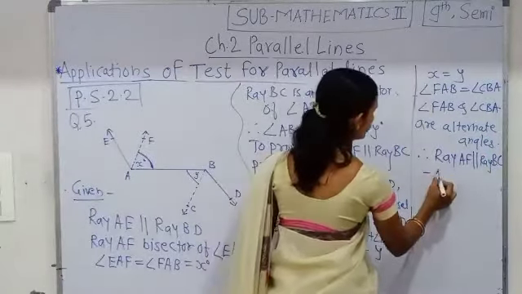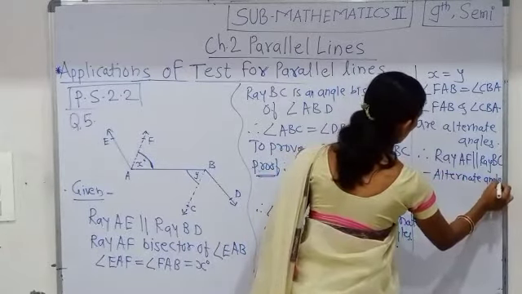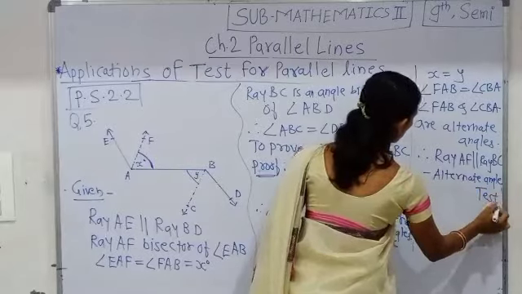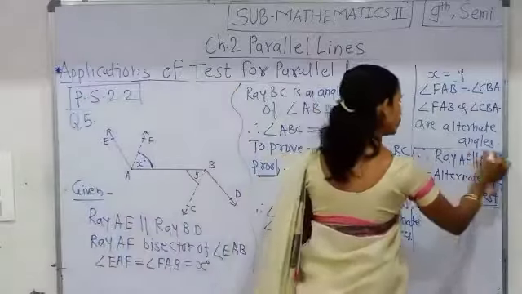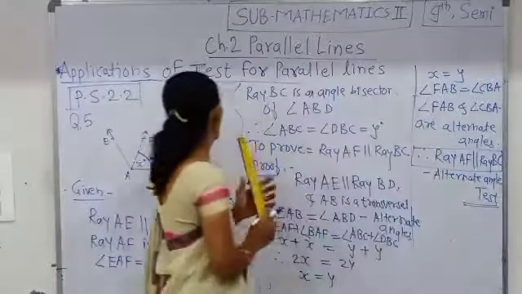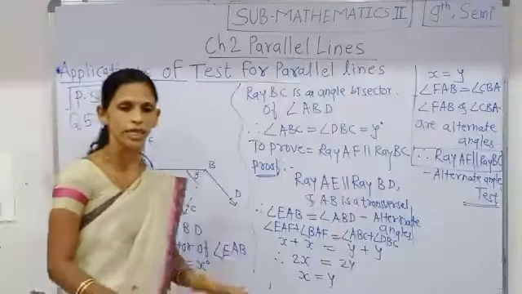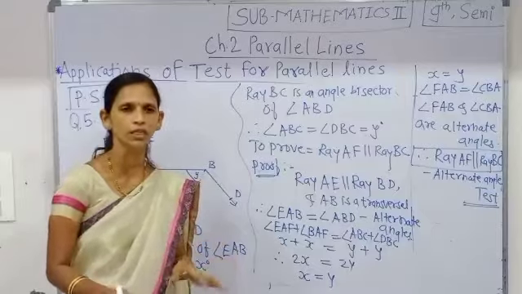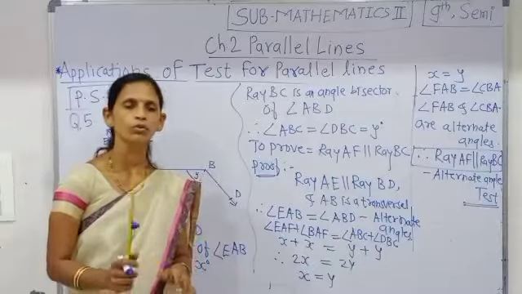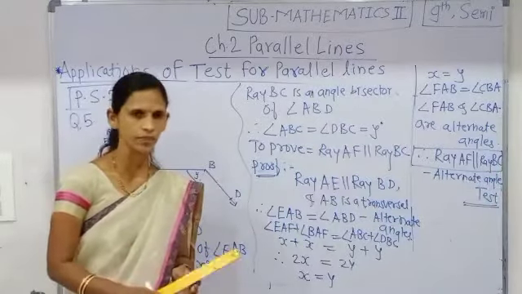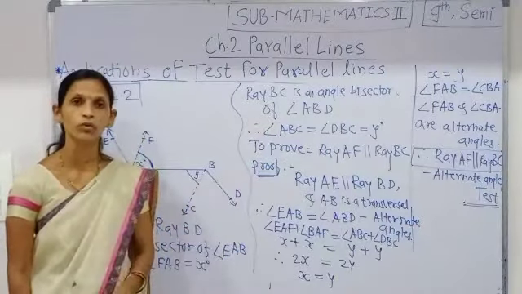It is because of the alternate angle test. That is the proof of example number 5 from practice set 2.2. A few examples of that type are given in practice set 2.2. You have to solve all the remaining examples as well as those solved examples in your textbook. Thank you.